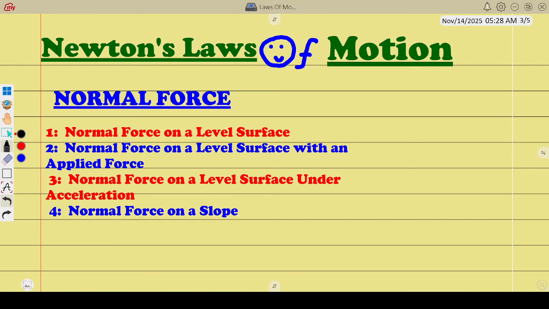So now at this point, I want you to understand how to add forces. The normal force can be given in different scenarios. These are the general things which are out there. The first one is a normal force on a level surface. We have actually already talked about this one. This is a level surface, and then you have weight down here.